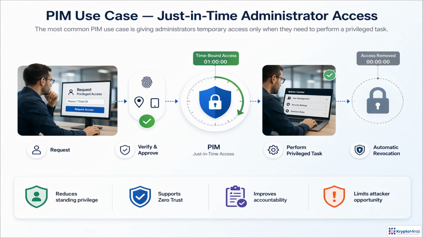Imagine a security engineer needs security administrator access for 2 hours to fix a Defender configuration issue. Without PIM, that role might be assigned permanently, creating standing privilege every day. With PIM, the engineer requests activation, verifies identity, provides a reason or ticket, and receives time-limited access. When the window expires, the role is removed automatically. That supports zero trust, creates a clear audit trail, and reduces the value of a compromised admin account.